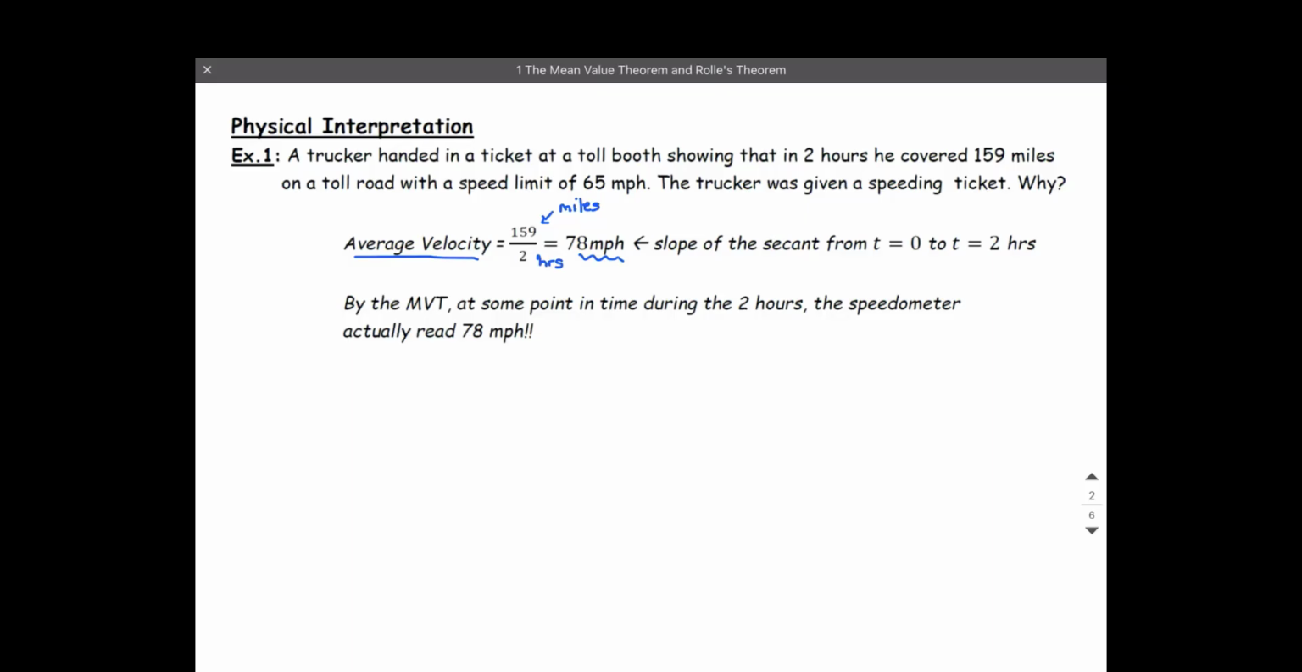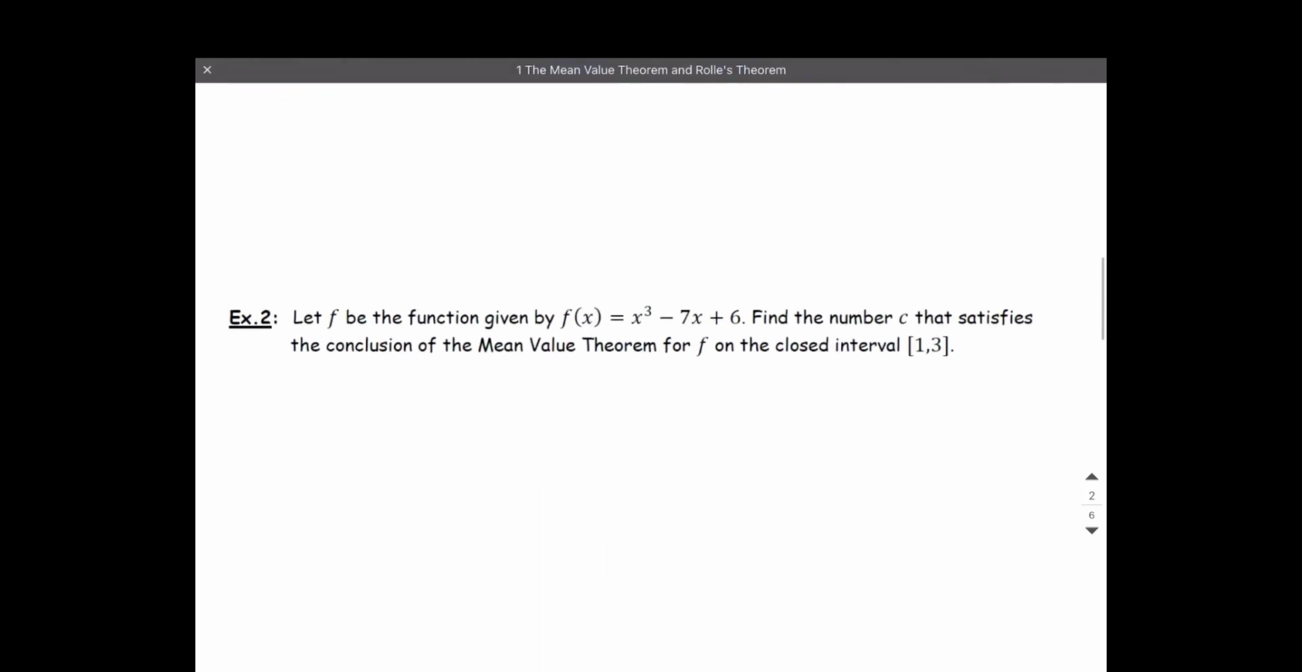And by the mean value theorem, there has to be a time when his instantaneous velocity was 78 miles per hour. Since the average rate of change, or the slope of the secant, was 78 miles per hour, at some point during those 2 hours, he was driving 78 miles per hour. So he gets a speeding ticket.